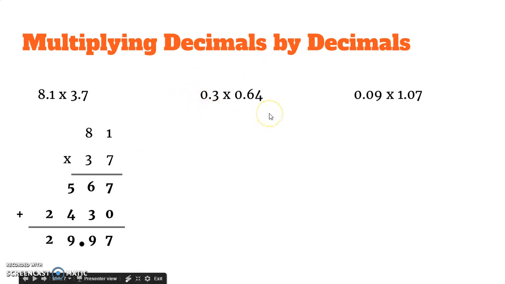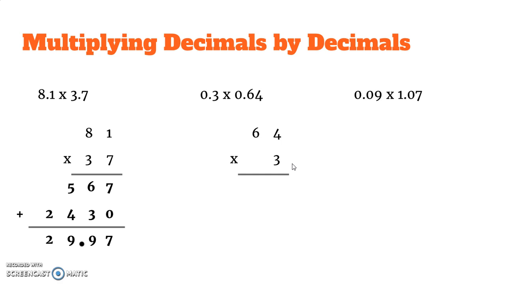Moving over to the second example, notice on this one I've got tenths times hundredths. So I'm going to have to do something a little different this time. Notice again that I've got two numbers here, neither of which have anything in the ones spot. They both start out with zeros, so I can ignore those zeros when I set up my multiplication problem. And again, I'm going to reverse the order and put the 64 on top because it has more digits than the 3. That'll make my multiplication easier.